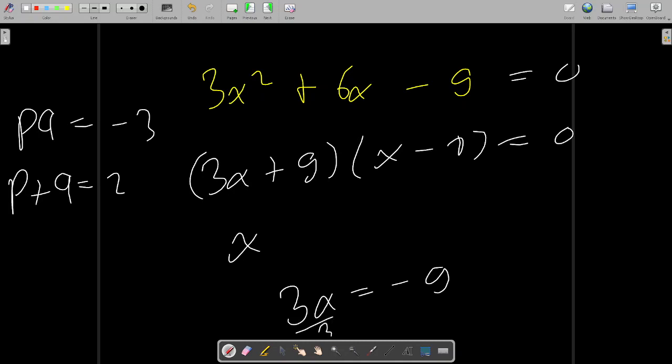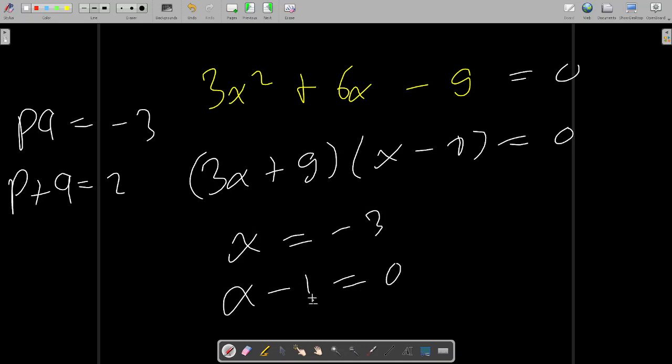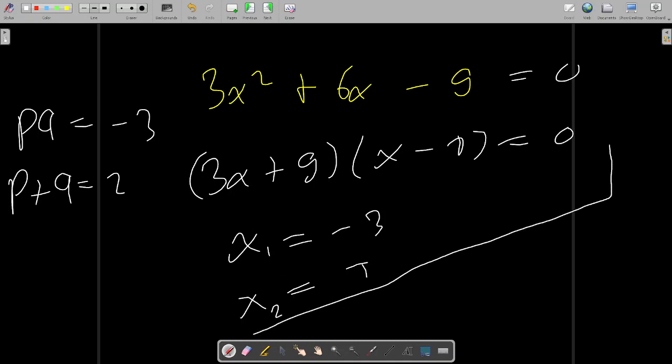If we divide 3 from both sides, we're left with x equals negative 3, as negative 9 divided by 3 is negative 3. Now the second root, take down the other bracket, is x minus 1 equals 0. Now we add 1 to both sides, leaving us with x equals 1. So first x, second x. This is the answer to this trinomial.